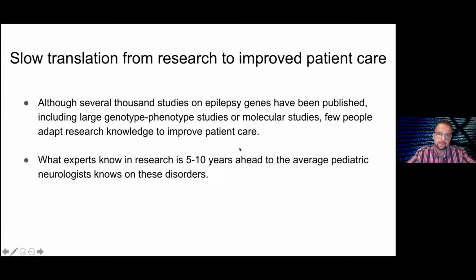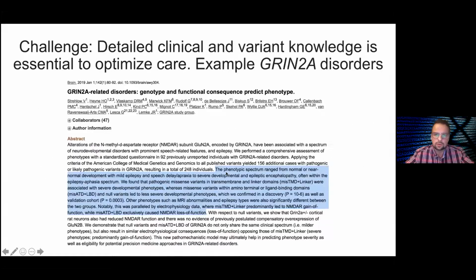So this leads to a situation where we have maybe 30 people in the world who know really well what to do if they see a new child, for example, with SCN2A. But as you can imagine, that's not many people, and it's hard to get to these 30 people or have regular encounters with them, which is a huge problem. And this will not change much. So we tried to solve this, and I will show you with this example for GRIN2A what I mean. This is a really big problem.